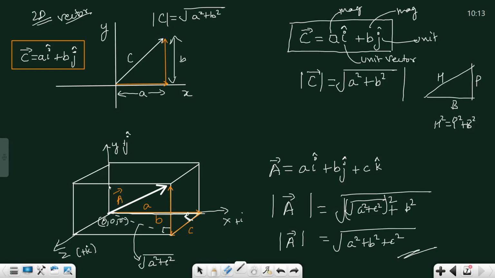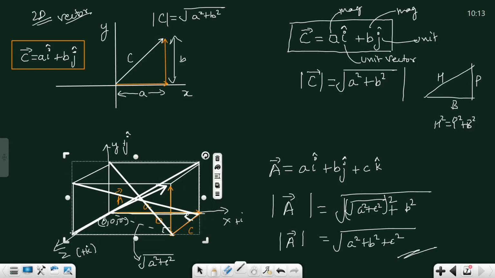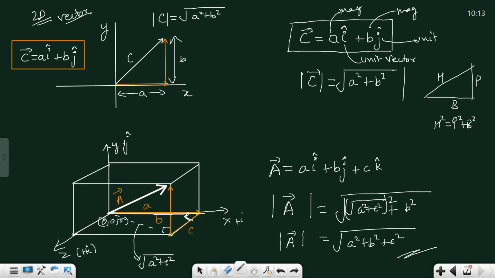Clear? And when you talk about the body diagonal, this is the body diagonal. This one is the body diagonal. So there will be 4 body diagonals. This is one diagonal, another is this one, another is this one, another is this one. So in a cube you will have 4 body diagonals and 6 into 2 face diagonals. Clear? Yes, sir.